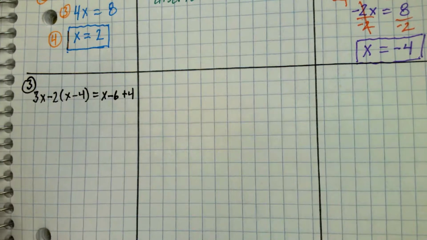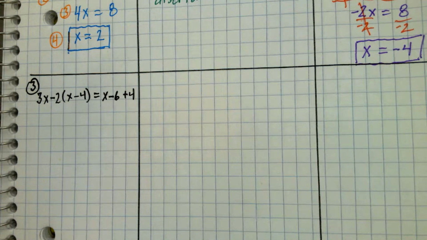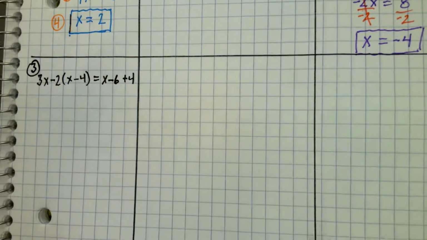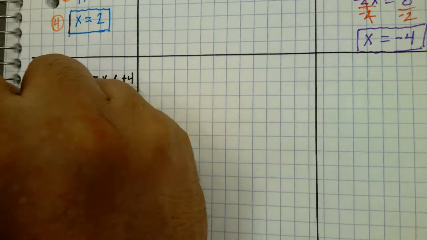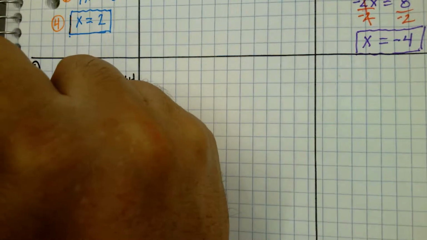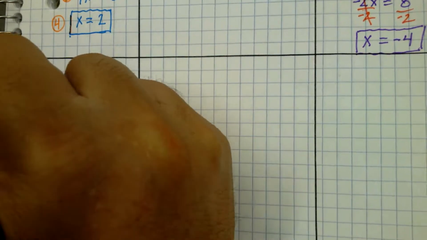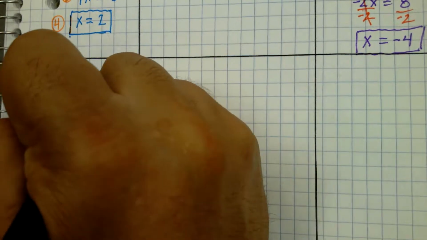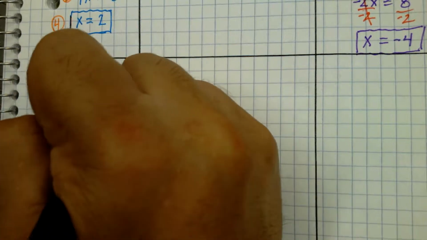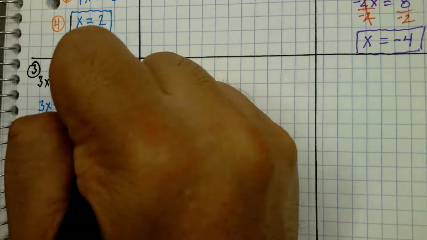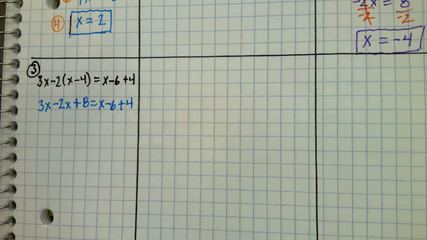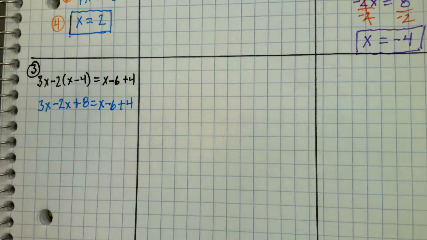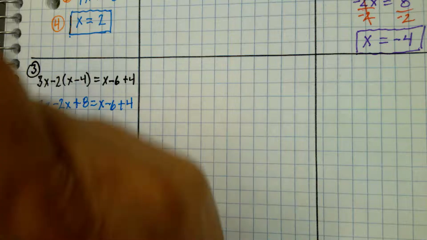Okay. So that's the original equation. In the first step, this is what we get. 3x minus 2x plus 8 equals x minus 6 plus 4. All right. And that's step number 1.